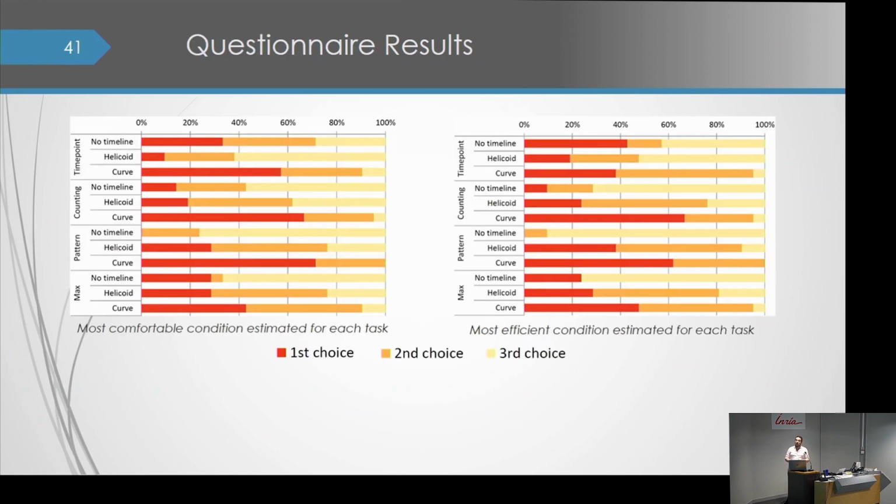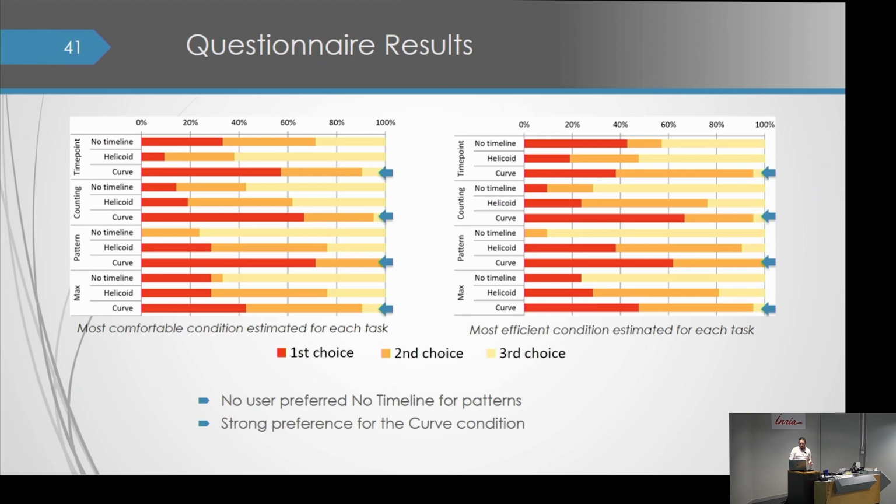We also asked the participants to answer which condition they found more comfortable or more efficient to answer each of those tasks. The graph is a bit complex, but what's interesting here is to see that no one preferred using the no timeline condition, using sliders, in the pattern task. And there was a really strong preference for the curve condition in every task. So we think that it was because doing vertical movements might have been uncomfortable for the users because of the material, maybe because of the VR headsets.